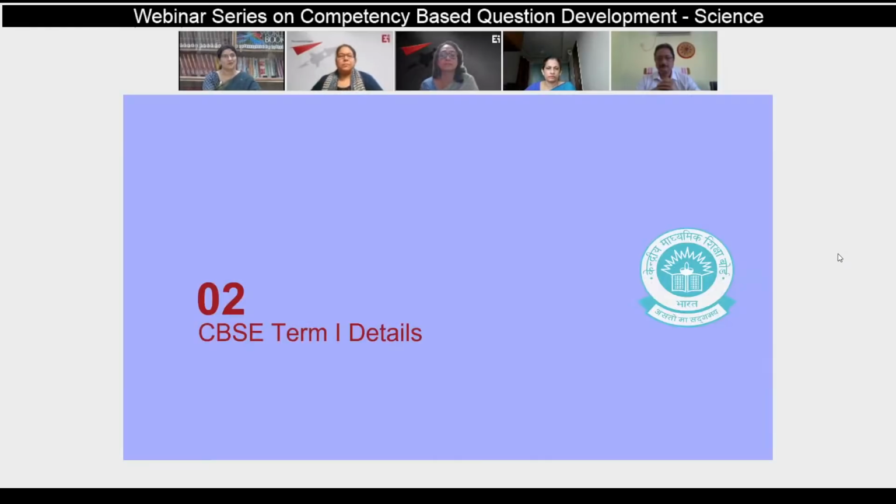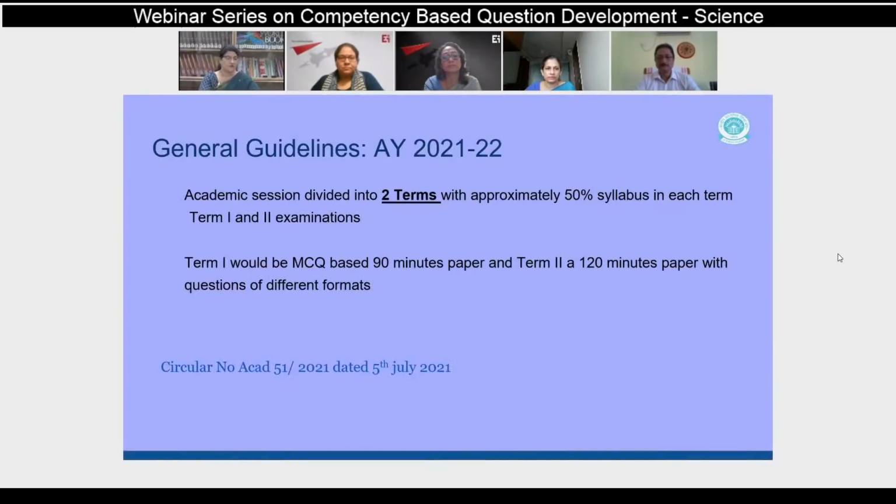Now, with respect to term 1 assessments and the details of it, for this academic session 2021-2022, largely because of the pandemic, the academic session has been divided into 2 terms with approximately 50% syllabus for each term, term 1 and term 2. Each term would be followed by an examination. Term 1 examination would be MCQ based, 90 minutes paper. On the other hand, the term 2 assessment would be a 120-minute paper with different formats of questions. So this was notified sometime in July 21.